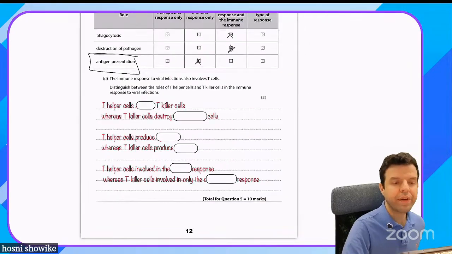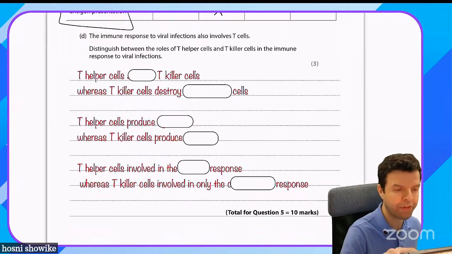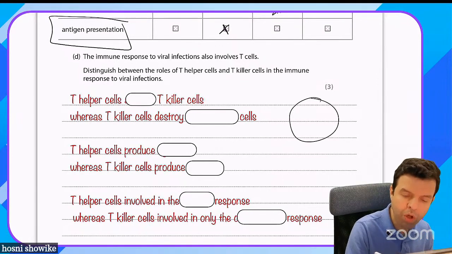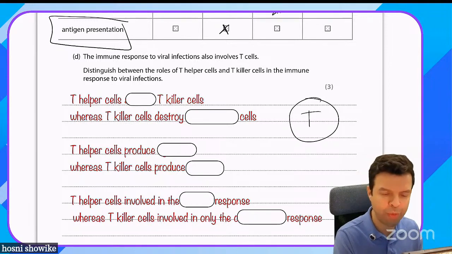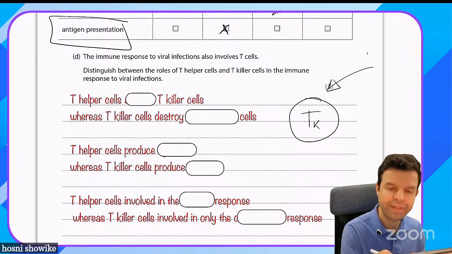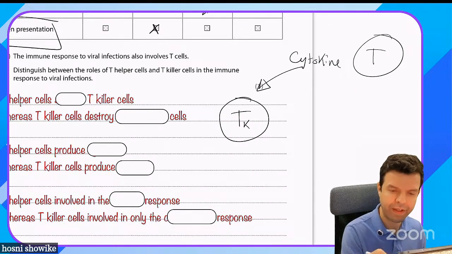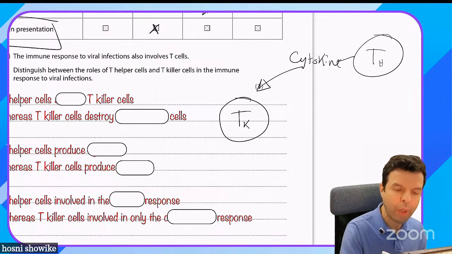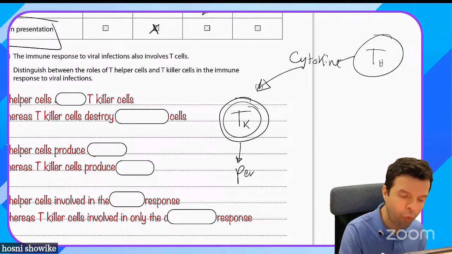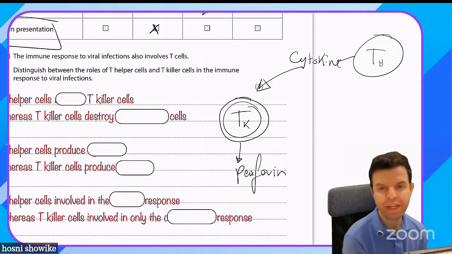Next, they're asking me for a comparison between T killer versus T helper cells. So T killer is the one that responds to T helper, right? How does it respond? It receives a signal, a cytokine, from T helper. So that is the way T killer works. T killer cells produce perforin, which is responsible for destroying cells that have been infected with viruses.